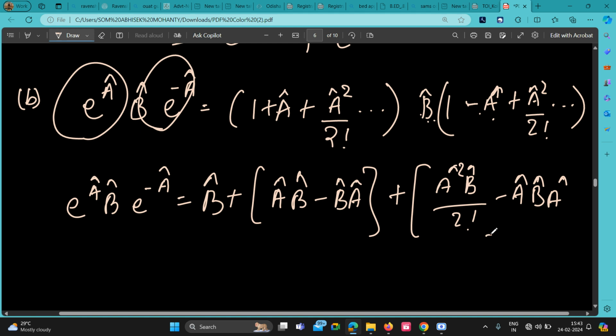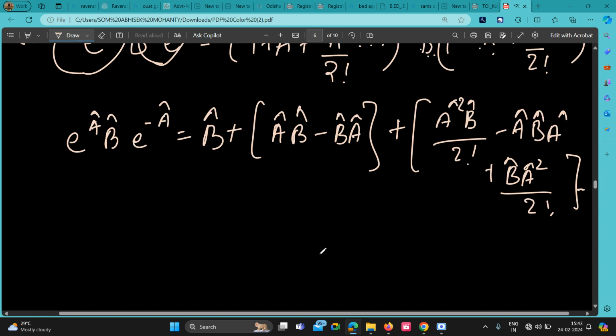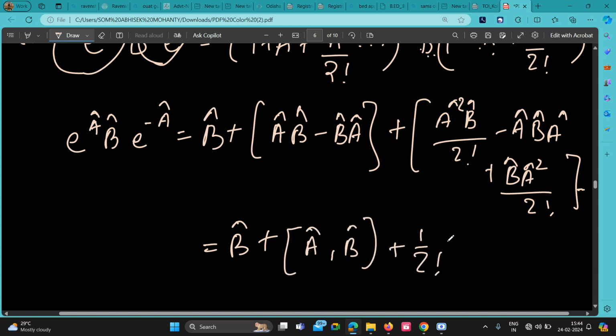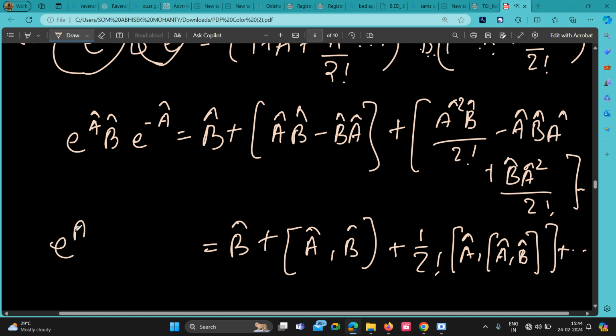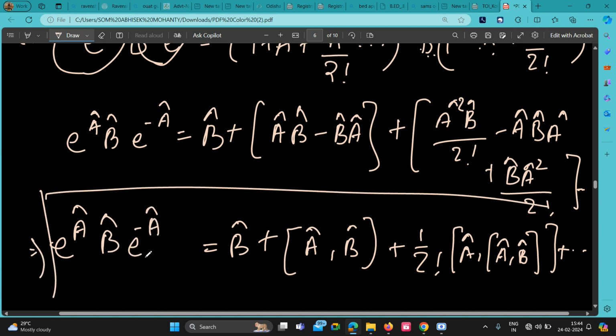I hope you can solve it. I'm not going to solve it in full. For all this, you should be able to do this. And B̂ plus, this is your commutator, right? [Â,B̂] plus 1 by 2 factorial [Â,[Â,B̂]] plus dot dot dot. Is it all right? So this is what it is.